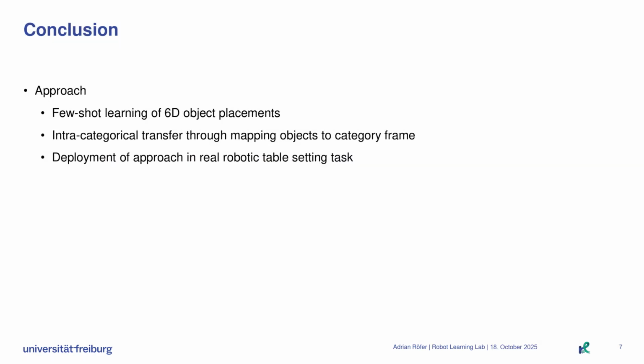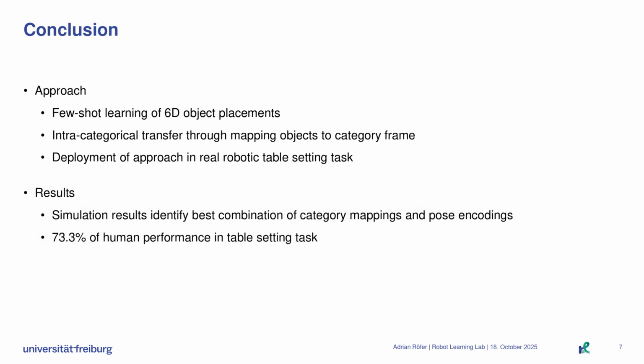We presented an approach for few-shot learning of 6D object placement poses with intra-categorical transfer. We deployed this approach in various simulated scenarios and on a real robot in a table setting scenario. In the real-world evaluation, our approach scores 73.3% of human performance for table setting.